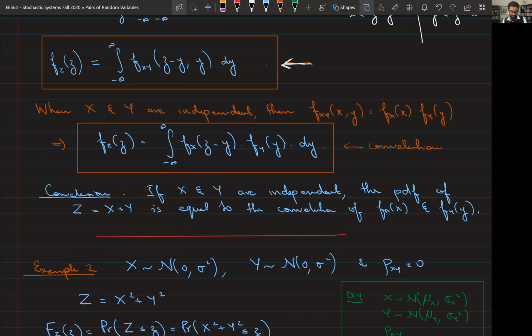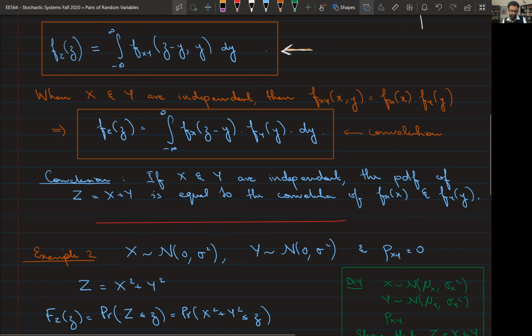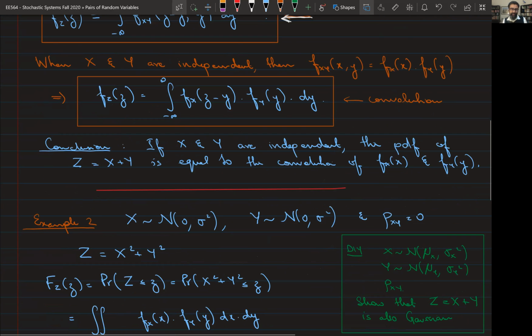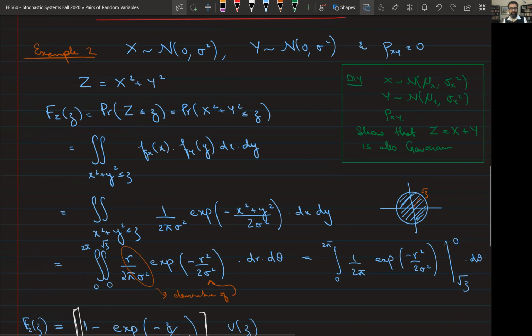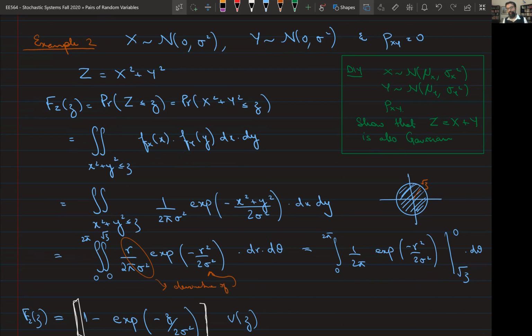Then the second example we were doing was this, where x and y were Gaussian, and they were independent of each other, and they were identically distributed as well. When I say they are identically distributed, that means they have the same PDF, the same mean, and the same variance. It does not mean that they're the same random variables. They follow the same distribution, but they are different random variables, and they are independent of each other.